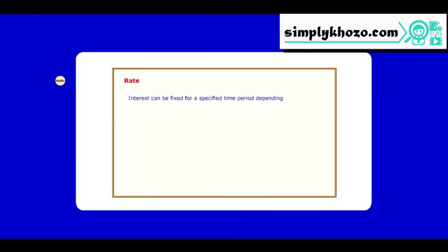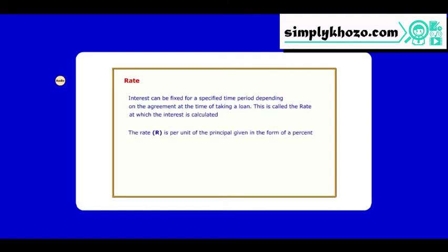Interest can be fixed for a specified time period depending on the agreement at the time of taking a loan. This is called the rate at which the interest is calculated. Therefore, the rate R is per unit of the principal given in the form of a percent of the principal per annum. Rate can be calculated half-yearly, quarterly, or monthly.